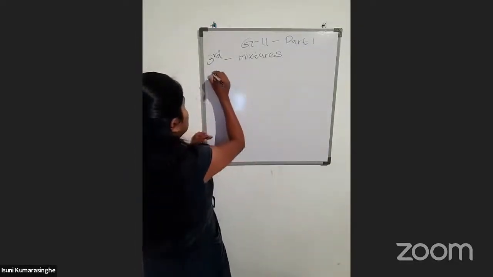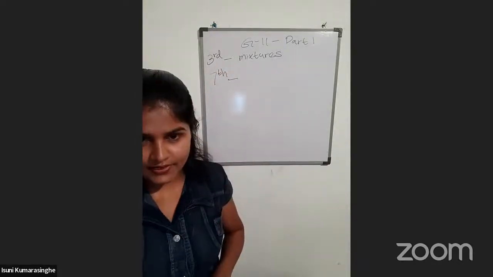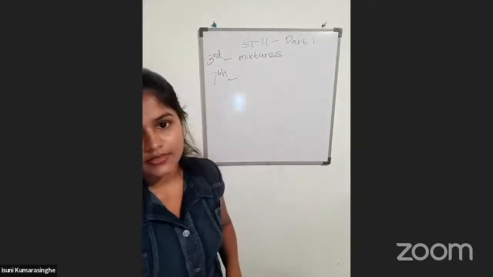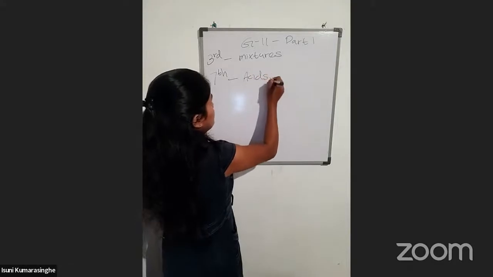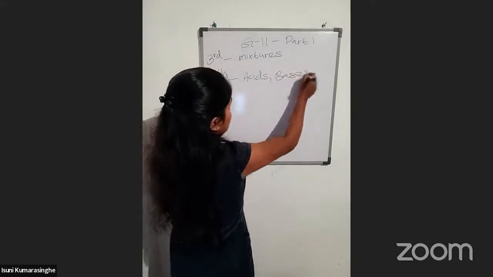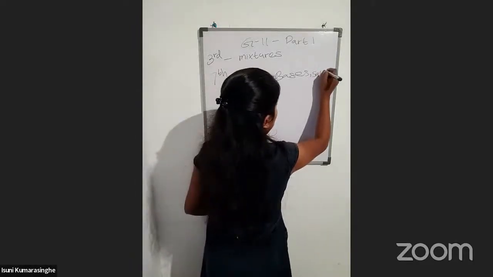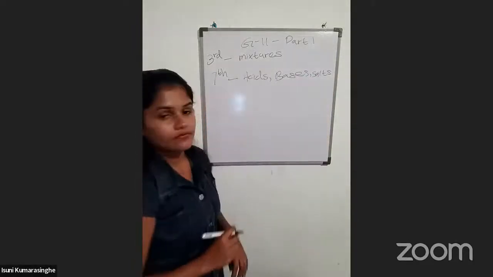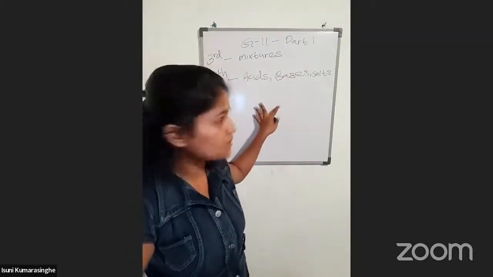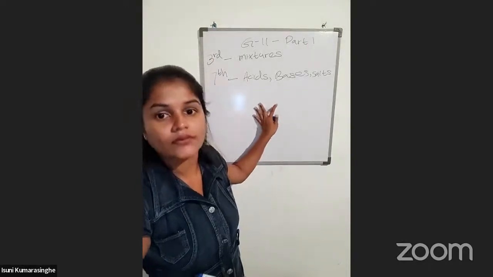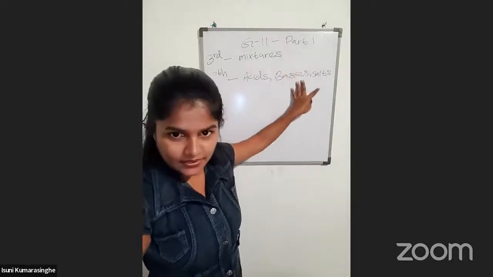Then the fourth lesson, also a basic chemistry lesson. It will cover acids, bases, and salts. This lesson covers what the acids are, what their reactions are, how their reactivities differ, and likewise for the acids and bases also.